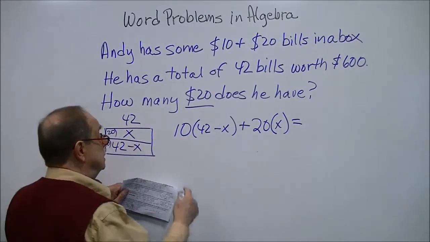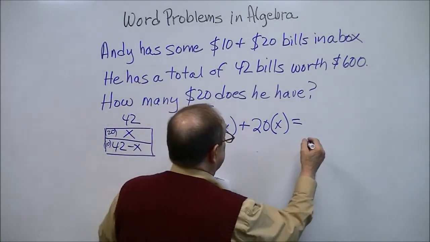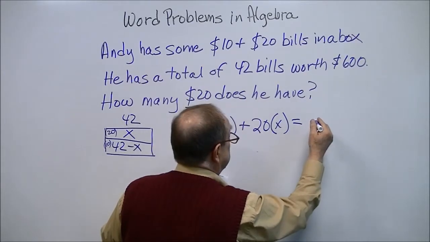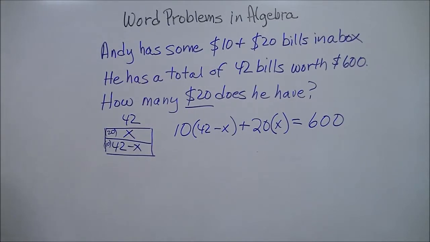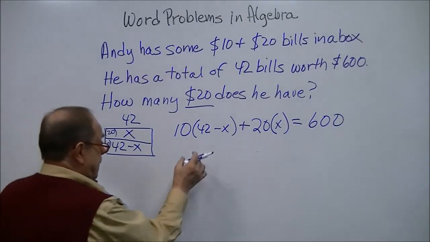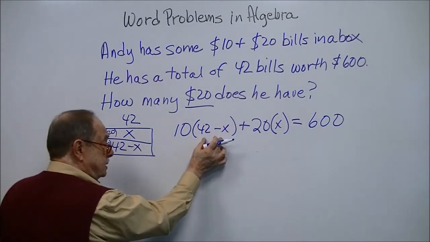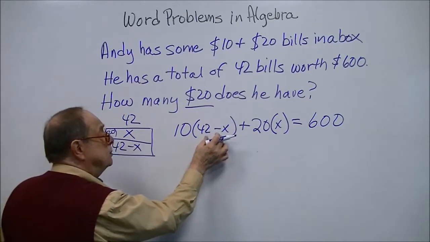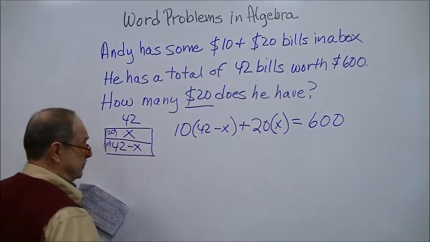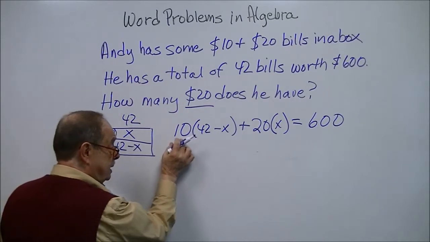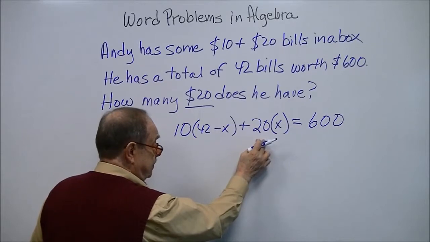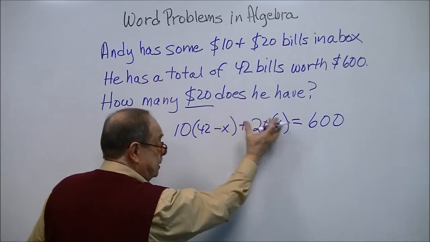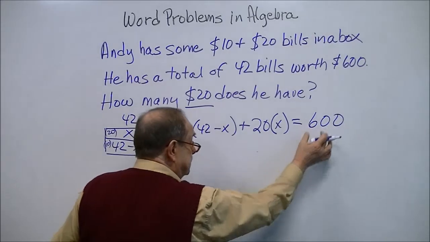And then our total: all of this together is worth 600. So again, this is a portion of the 42 bills, and this is the other portion. We're saying these have a value of $10 and these have a value of $20. And the total value, which would in a sense be the revenue, is equal to 600.